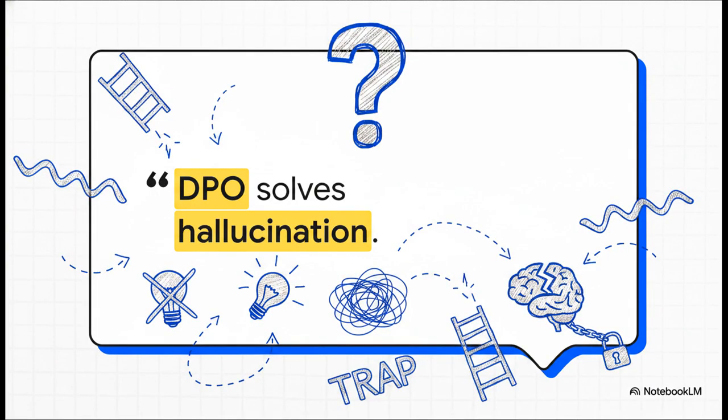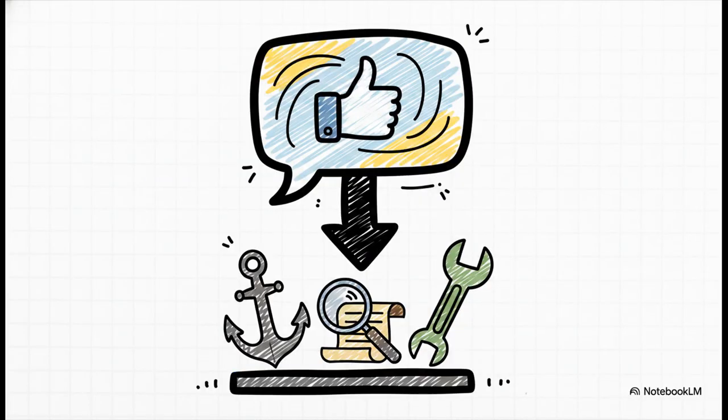Trap number 2, DPO solves hallucination. This is another huge one, assuming that preference tuning just magically makes the language model more truthful. Reality check. Fine-tuning does not guarantee truth. DPO improves preference alignment, not factual grounding. It makes the model sound more concise or helpful, but it doesn't fix facts. You still absolutely need retrievals, citations, and robust offline evals for factual accuracy.